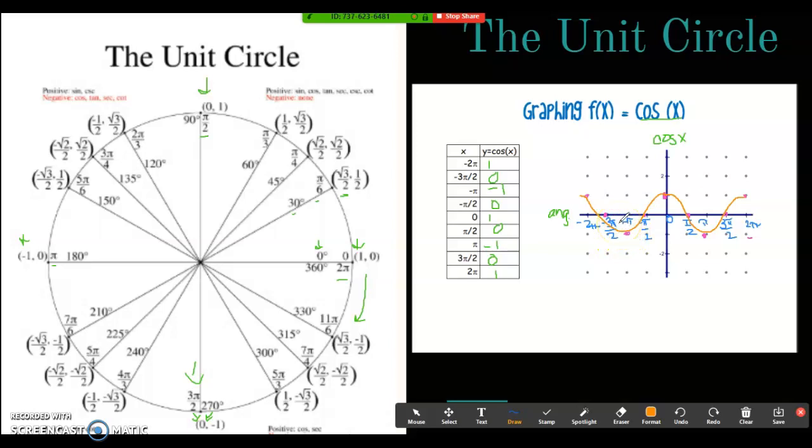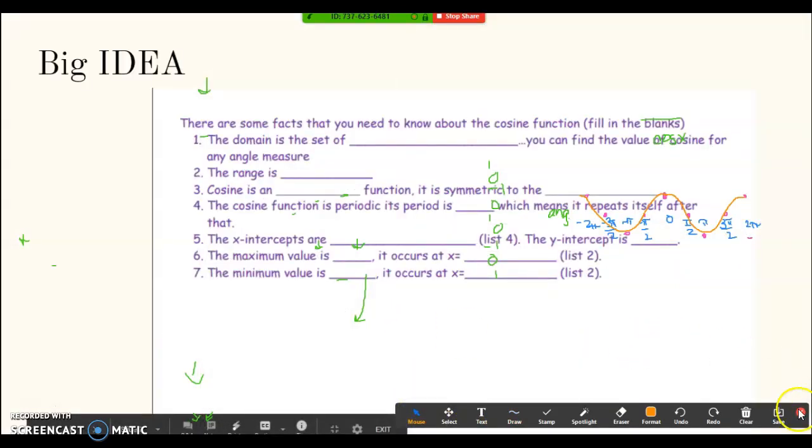So there is my cosine function. It's still periodic, but it starts up high at 1 and it ends high at 1. Whereas sine starts low and it's kind of like a sideways S, right? It starts low at 0 and it ends at 0. Let's go and talk about some of the key features of cosine.